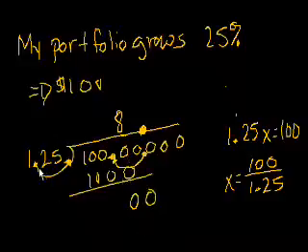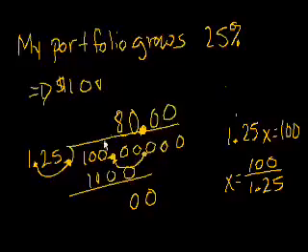So you can bring down the 0. 125 goes into 0 0 times. And we just keep getting zeros. This is just a decimal division problem.